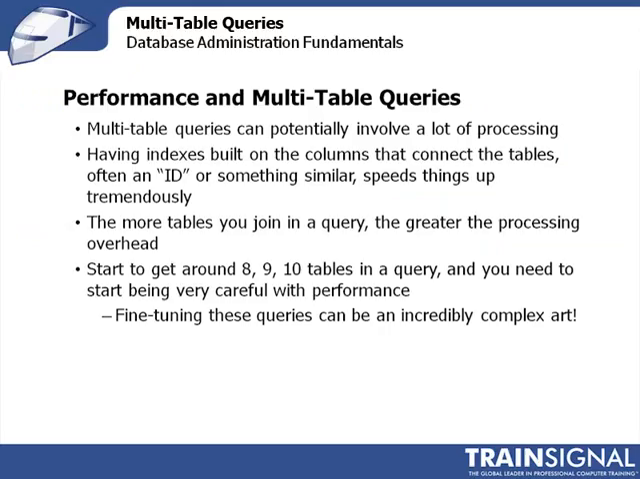When you start working with multi-table queries, performance can become a real concern. Multi-table queries can involve a lot of processing in SQL Server. Having indexes built on columns that connect the tables, often an ID column or something similar, can speed things up a lot. The more tables you join in a query, the greater the processing overhead. If you start to get around 8, 9, and 10 tables in a single query, you need to start being very careful with performance. And fine-tuning these queries can be an incredibly complex art.